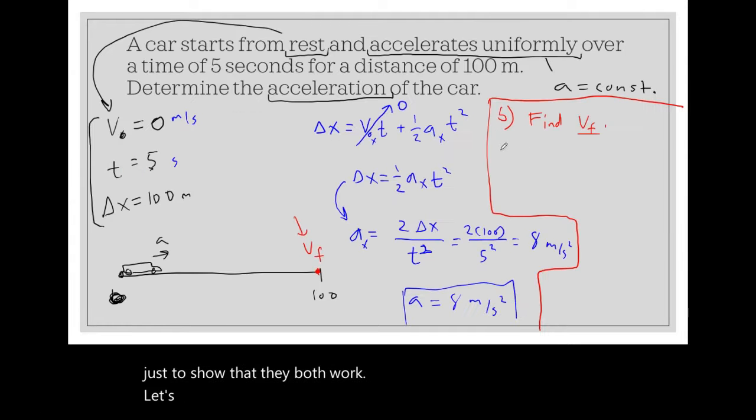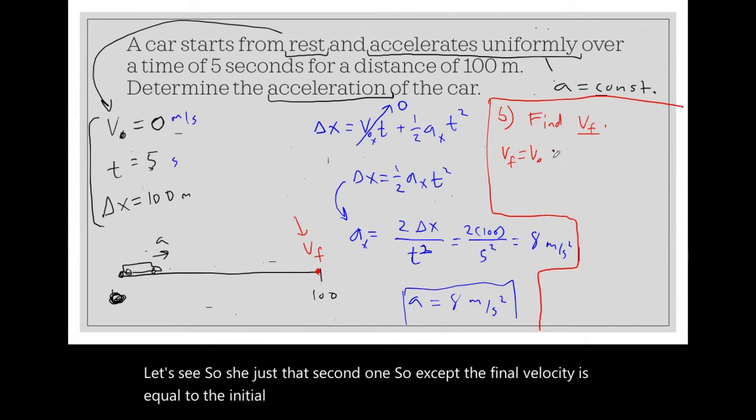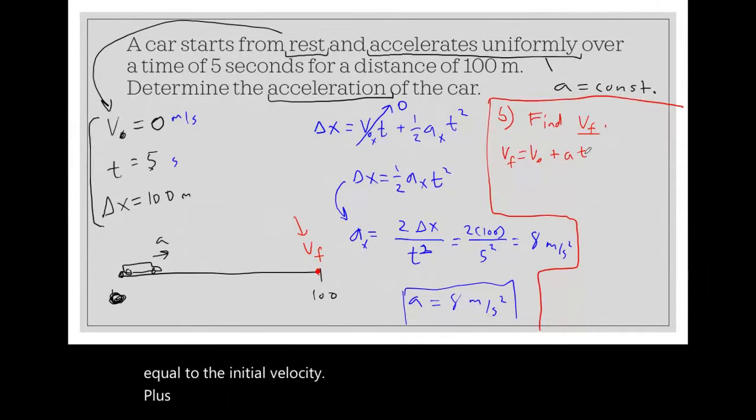Let's use that second one. The final velocity is equal to the initial velocity plus the acceleration times time. Note the acceleration is 8, the time is 5 seconds, and the initial velocity is 0, so that's going to be 40 meters per second.